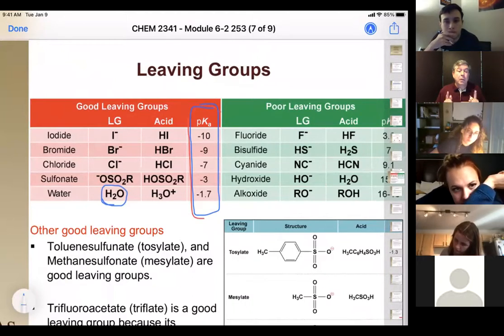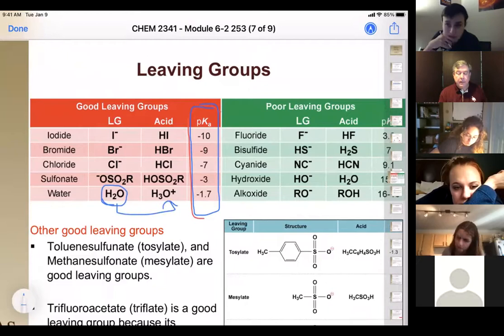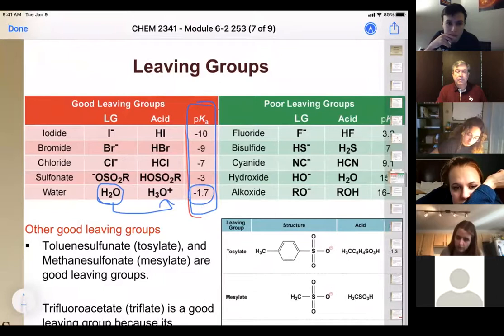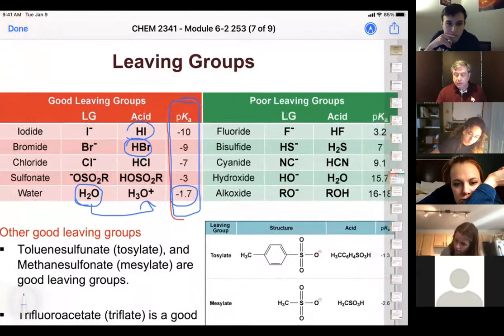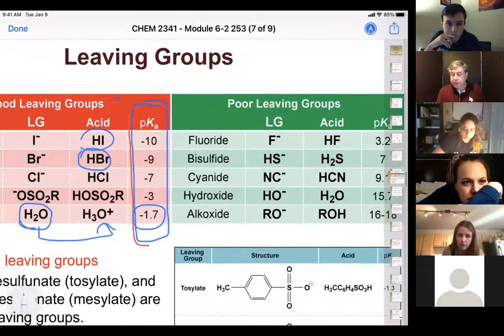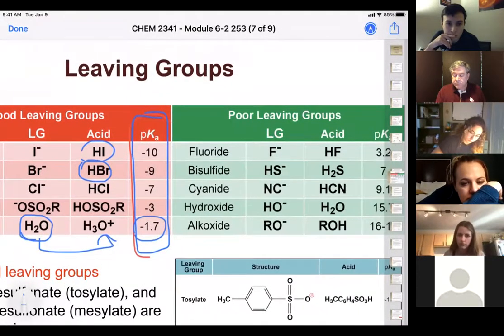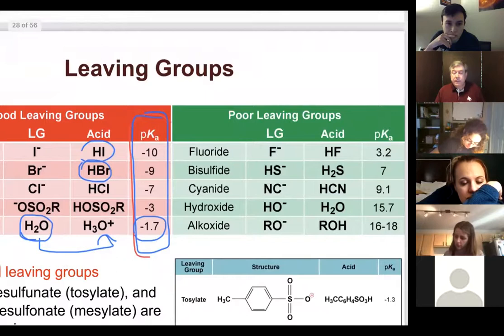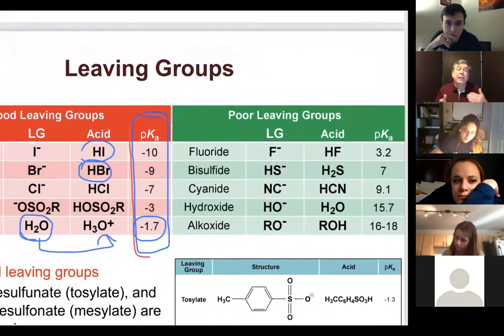because it leaves as a neutral molecule. Its conjugate acid is the hydronium ion, and it has a pKa of negative 1.7. So if your conjugate acid pKa is negative, less than 0, you have a good leaving group. Let's look at some other things that might be leaving groups, like the other halogen, fluorine, right here. If we look at this, fluorine's conjugate acid has a pKa above 0. Hydrogen sulfide also has a pKa above 0.